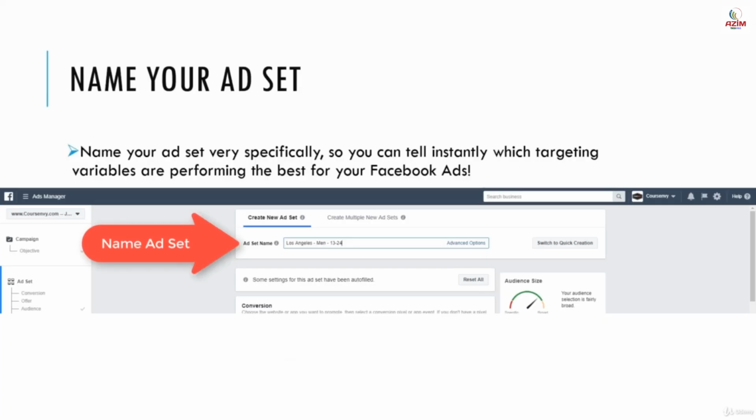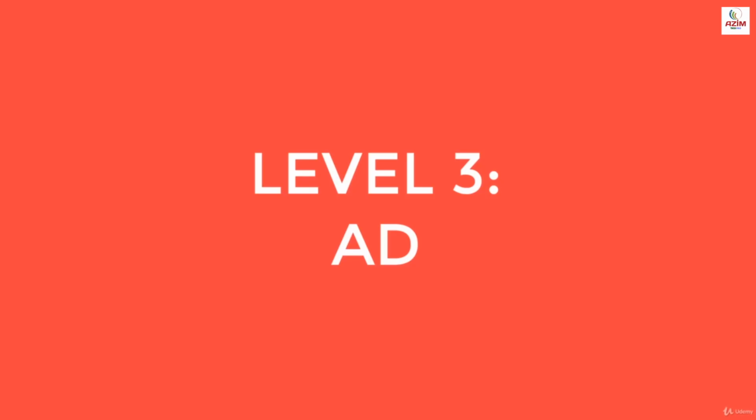Finally, you want to name your ad set. Name it specifically, so again, within reporting, you can see, oh, this is Course Envy website clicks campaign. What's the ad set? Oh, this was Los Angeles men 13 to 24. Do this so you can quickly identify which variables are doing the best for you in your split testing.